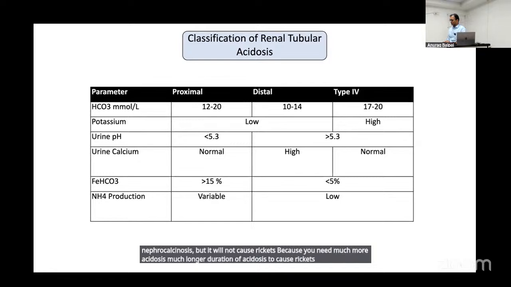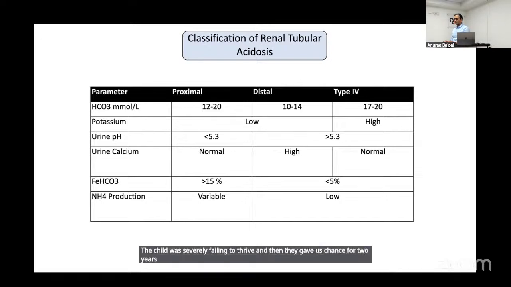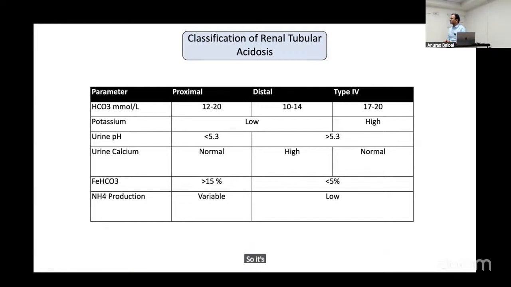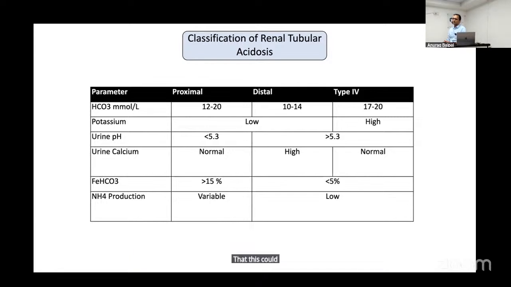If you look at this case, the child was severely failing to thrive and then they gave us a chance for 2 years. If somebody had diagnosed, they could have given bicarbonate and prevented these bony deformities. So it's very unusual for incomplete forms to cause rickets, but proximal RTA is a very difficult thing. Often the pH may be normal, urine pH may be variable. So what other clues will you look at on urine examination to identify that this could be a proximal RTA?